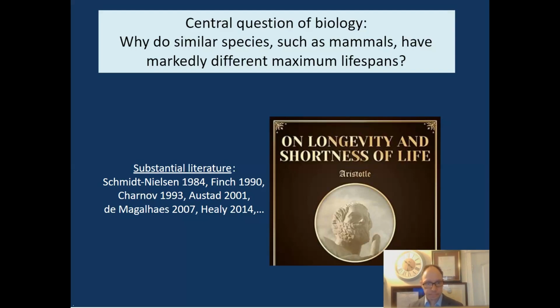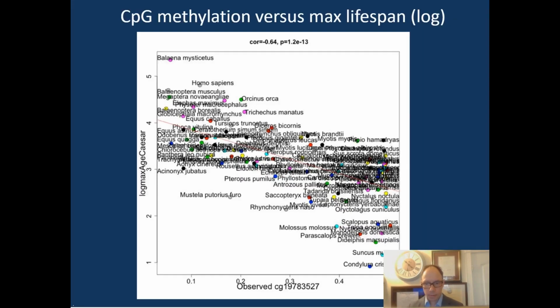Here I show you one cytosine which is highly correlated with the maximum lifespan across species. The y-axis shows the logarithm of the maximum lifespan. The x-axis is just a single cytosine. And you notice a very strong negative correlation. Each dot is a different species. That's one cytosine. The question is, what if you combine many cytosines?